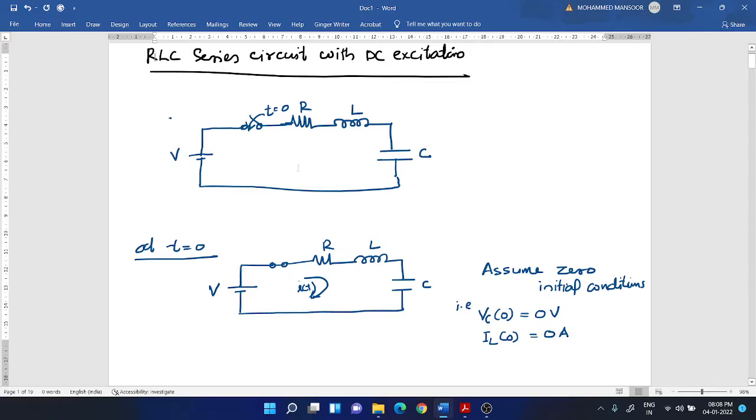At t is equal to 0, the circuit becomes like this. i of t is the current flowing through the circuit. For simplicity, let's assume initial conditions as zeros. What are the initial conditions? Voltage across the capacitor is assumed to be 0 volt and the initial current through the inductor. Since it is a series circuit, the current through the resistor is equal to the current through the inductor, which is equal to the current through the capacitor. That current is taken as 0. So that's why it is written as assume 0 initial conditions.